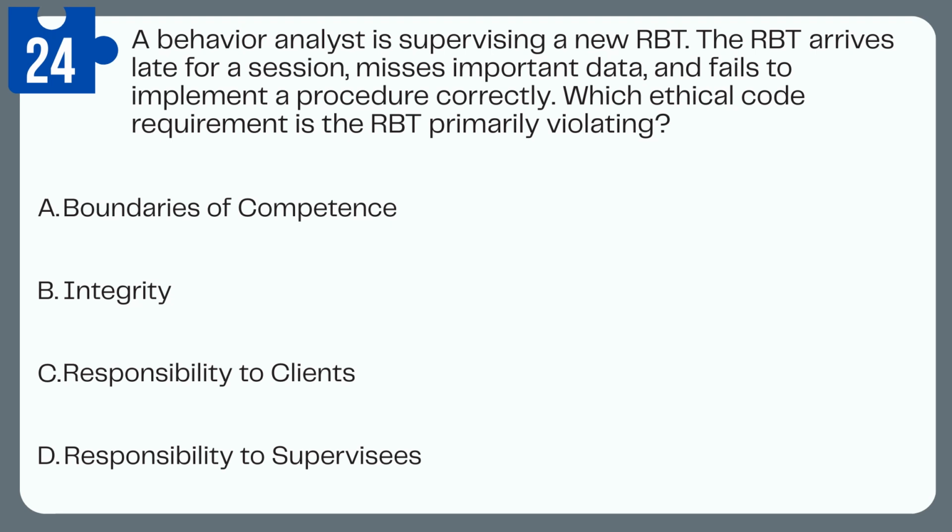Question 24. A behavior analyst is supervising a new RBT. The RBT arrives late for a session, misses important data, and fails to implement a procedure correctly. Which ethical code requirement is the RBT primarily violating? A. Boundaries of competence. B. Integrity. C. Responsibility to clients. D. Responsibility to supervisees.